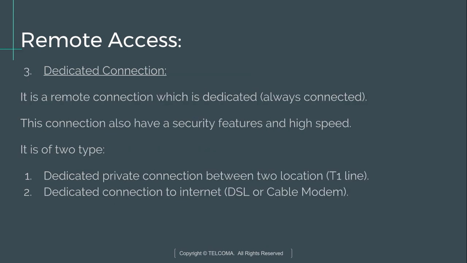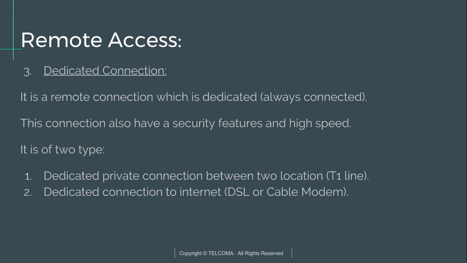The third remote access method is using a dedicated connection. A dedicated connection is a connection which is always connected. It is a remote connection and it provides a fast service. This connection always has security features and high speed. It is of two types: a dedicated private connection between two locations, and a dedicated connection to the internet.